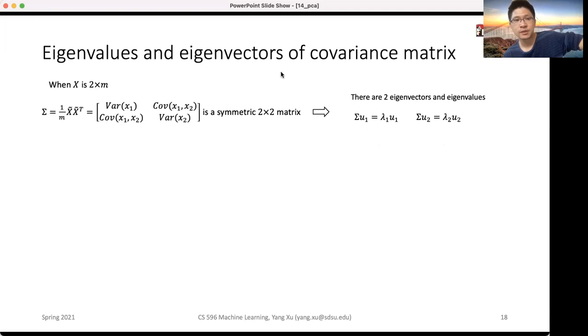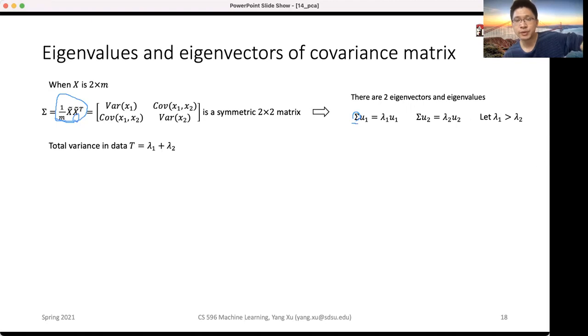We will use the sigma symbol to denote this matrix multiplication, which denotes the covariance matrix. So it doesn't mean summation, okay? In this case, the sigma doesn't mean a summation.